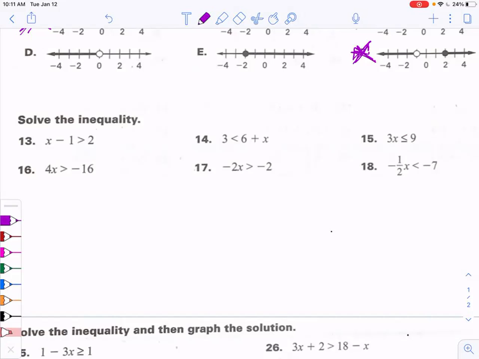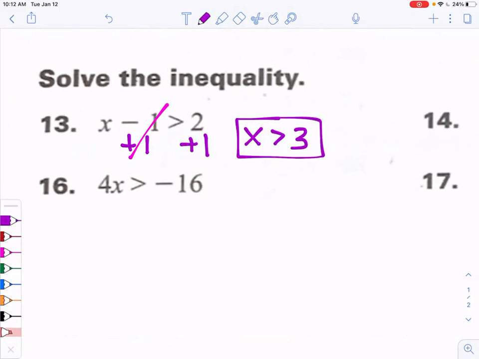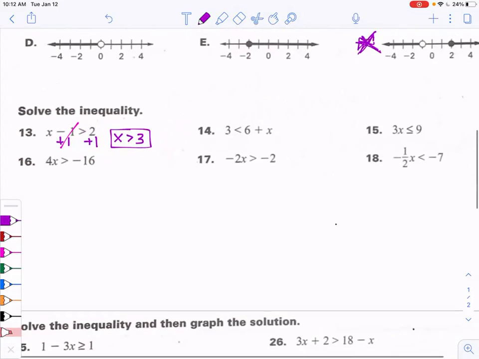You have 6 minutes. So I'll just look at this first one. This is easy. I would just add 1 to both sides. X is cancel, and we end up with x is greater than 3. So that would be my answer for number 13. So again, you're solving the inequality. 25 and 26, those are the only 2 that you're graphing. There's a graph drawn underneath it for you to use.